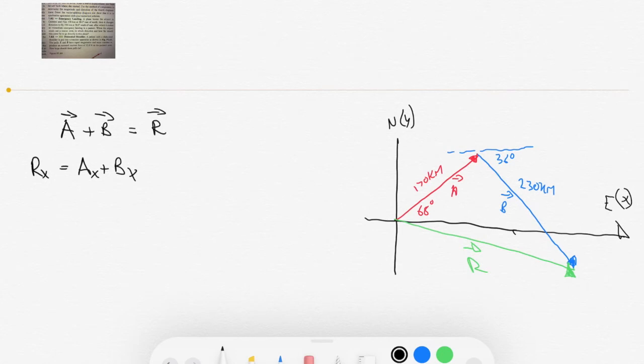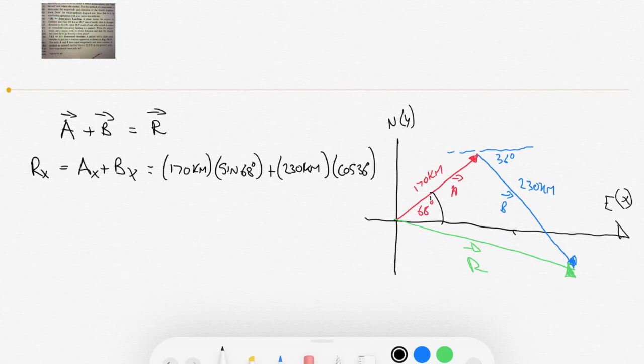So the x component of vector A is going to be 170 kilometers, which was the length of our vector, times the sine of the angle that that vector makes with the x-axis, which is 68 degrees, which is what we have here. So 170 times the sine of 68. The x component of B then is going to be 230 kilometers times the cosine of 36 degrees.